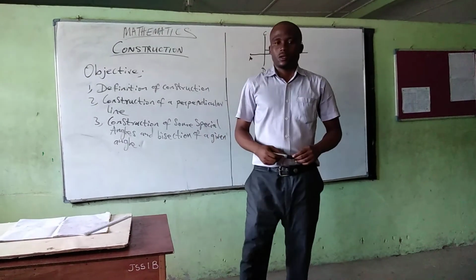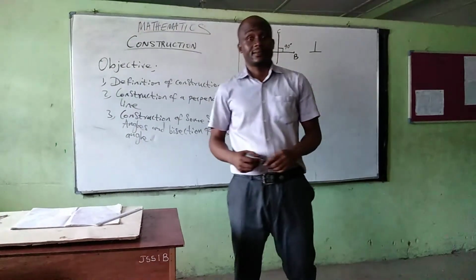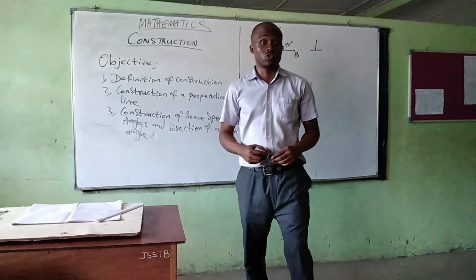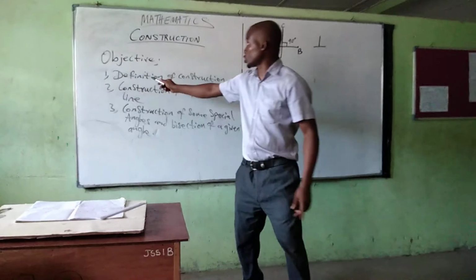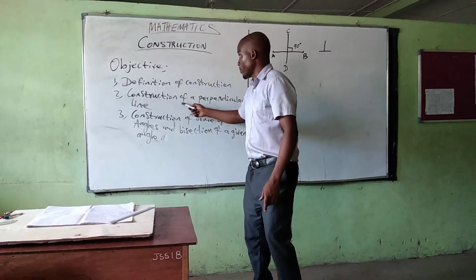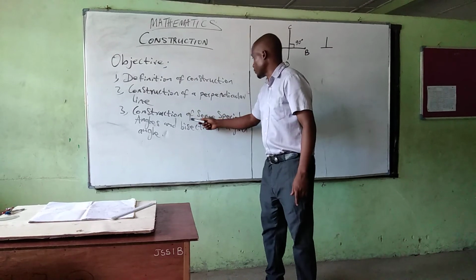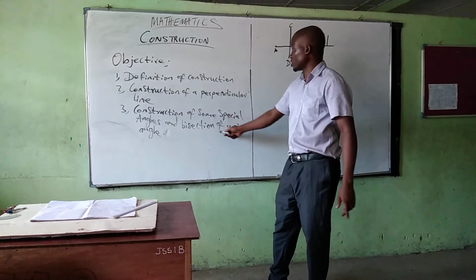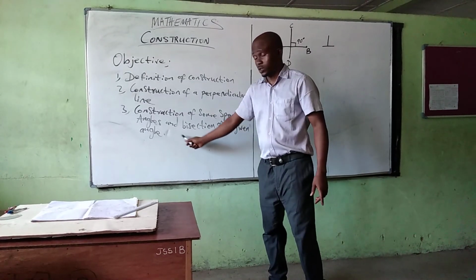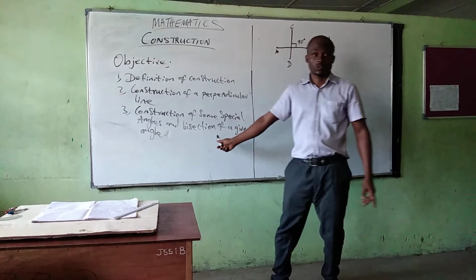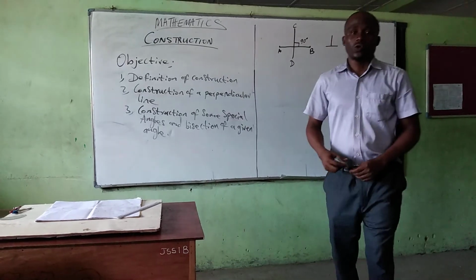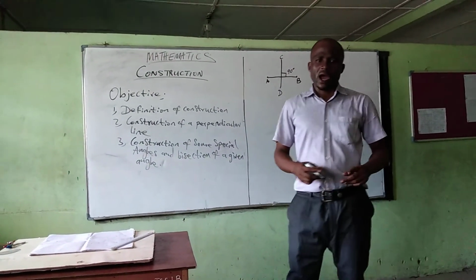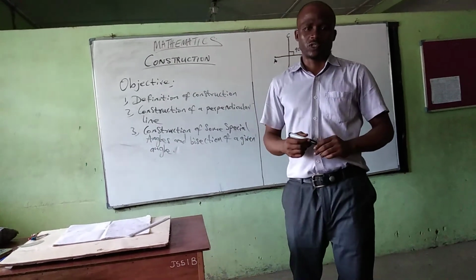Before I call it a day in today's lesson, I believe that you must have understood the definition of a construction, the construction of a perpendicular line, and construction of some special angle like the 60 degrees we just constructed, and the bisection of that angle to get 30 degrees from 60. So that's where we draw the curtain for today's lesson.